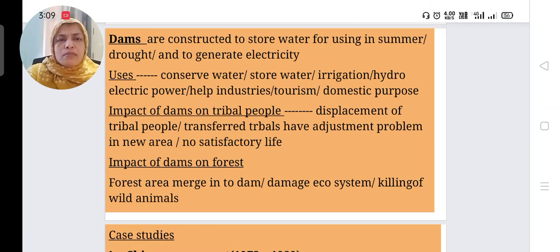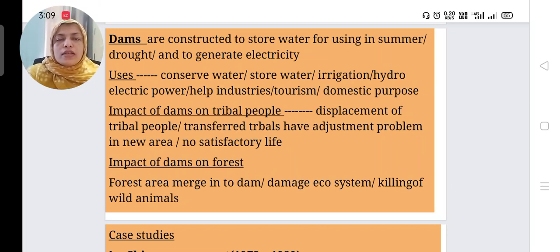What is a dam? Dams are constructed to store water for use in summer or drought and to generate electricity. The major purpose of a dam is to generate electricity, but we can also use that water in summer season and drought. What are the uses of a dam? Conserve water, store water, irrigation, hydroelectric power, help industries, help tourism, and also used for domestic purposes.